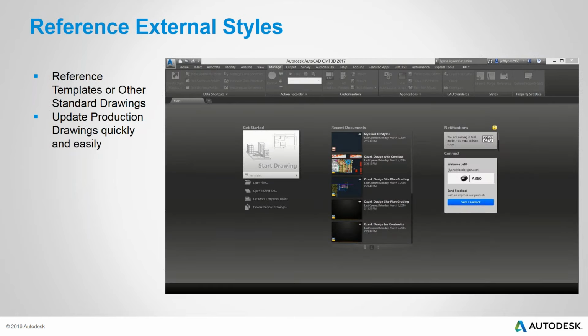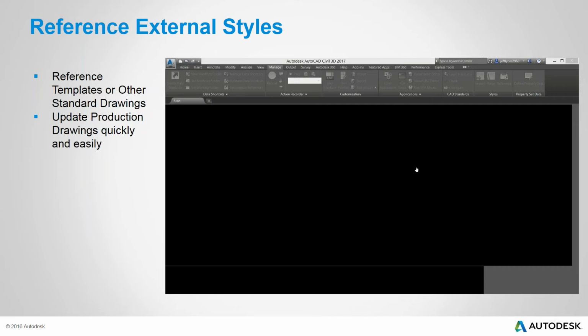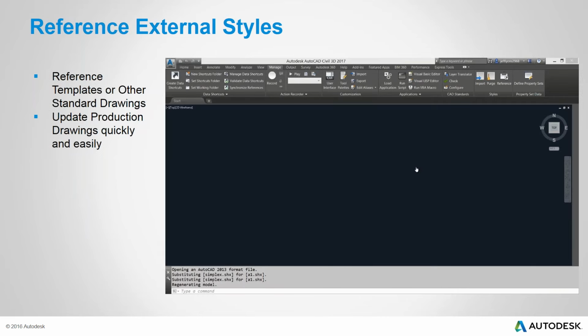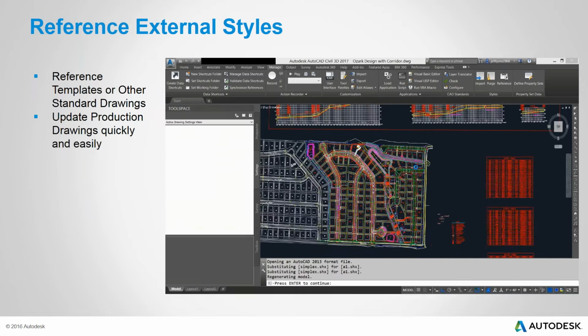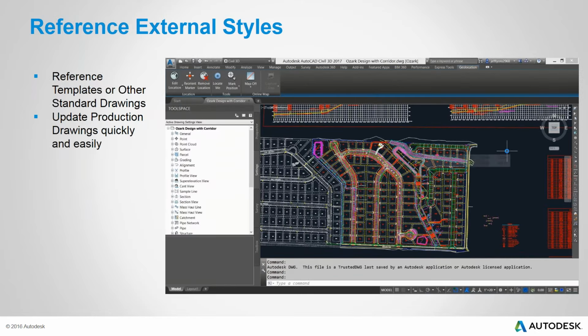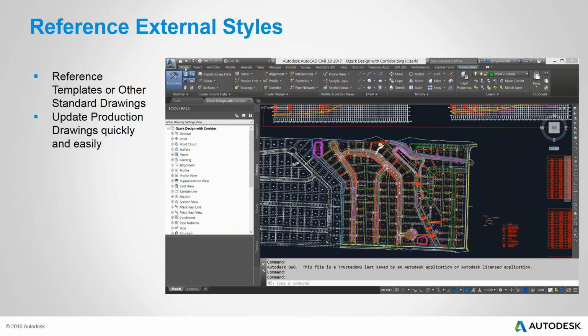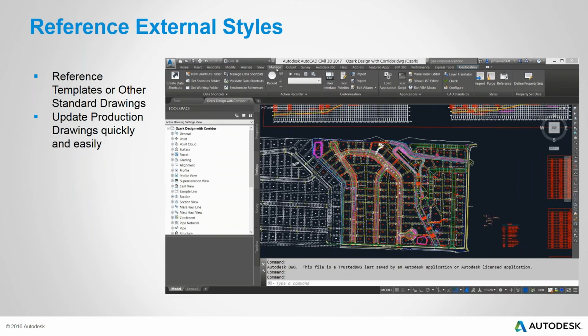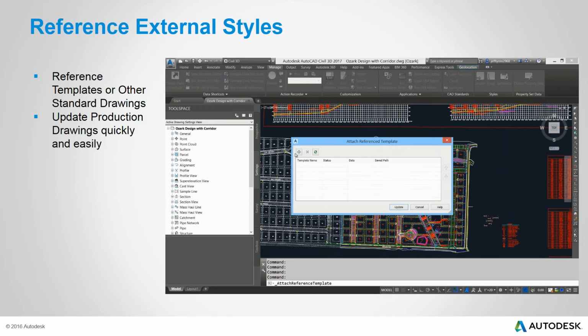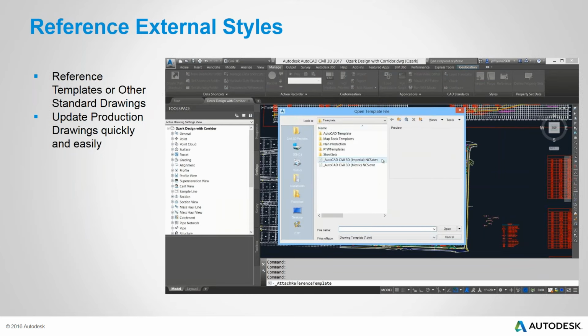So now let's open our production drawings. Now using the manage option in the ribbon, you will see a new style option called reference. Using the reference, we can attach one or more DWT or DWGs to our existing drawing. If you had 100 plan and profiles, and you wanted to change the style of a profile or surface, this new feature is so valuable.